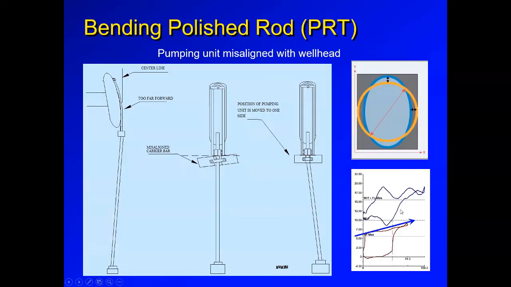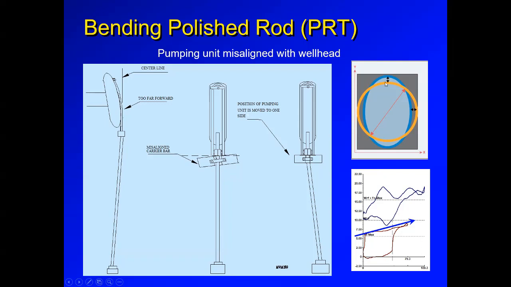Another thing we can determine if you're using a polish rod transducer is a great tool because it allows you to see things in the field that you may not be aware of. And one of those things that is very harmful to the system is misalignment. So if you have a bent polish rod due to a pumping unit misalignment, you can catch that normally with a PRT.